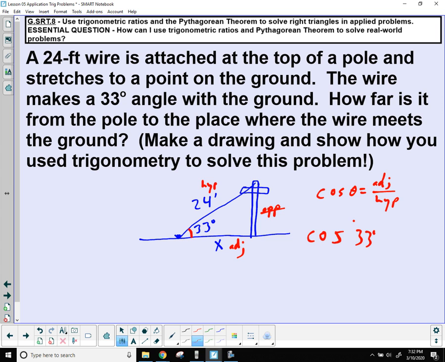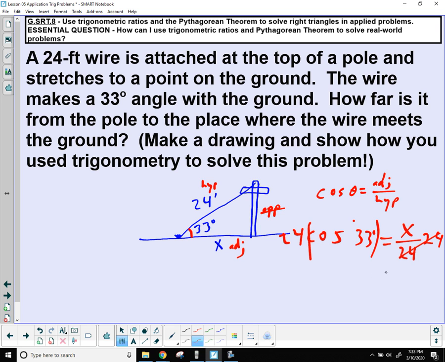All right, sorry, I was checking a text message. So cosine of 33 is adjacent x over hypotenuse 24. And to get the x out from there, you multiply 24 to both sides. Oh man, this slate. I tell y'all what, I think I'm just going to try my luck back at the house.